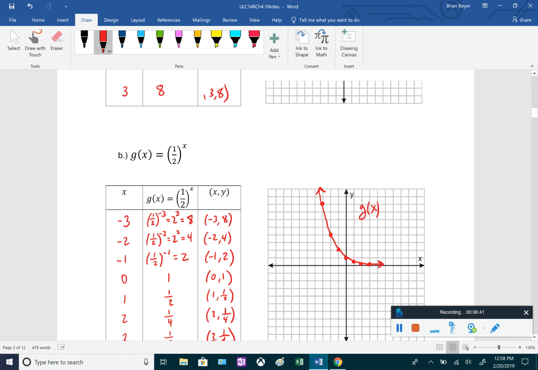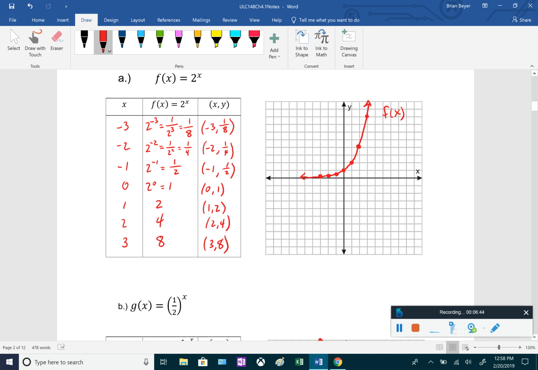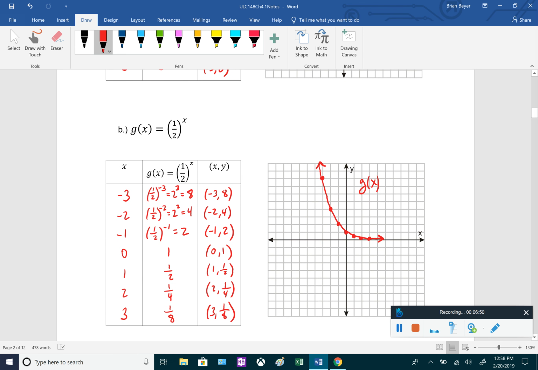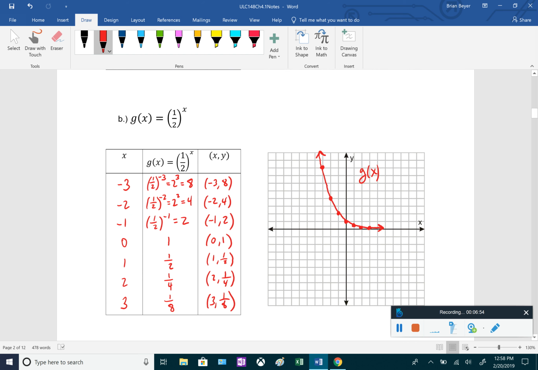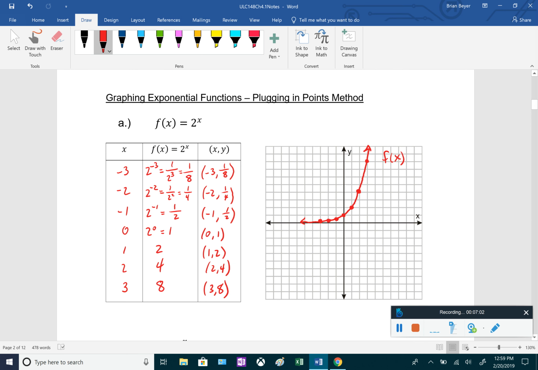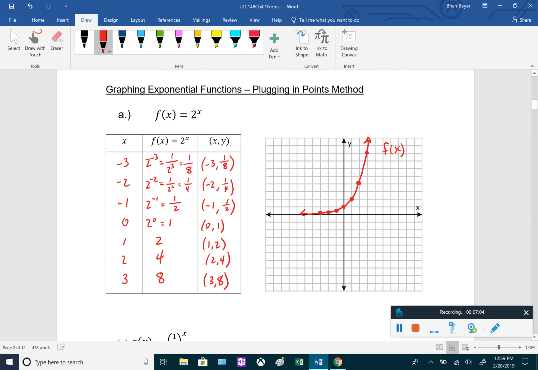Okay, so you can see the difference here. The first one, 2 to the x, was exponentially increasing. 1/2 to the x was exponentially decreasing. So you can probably see the difference. For 1/2 to the x, the base was a value between 0 and 1. 2 to the x had a base greater than 1. So that's what makes it increase for that one.